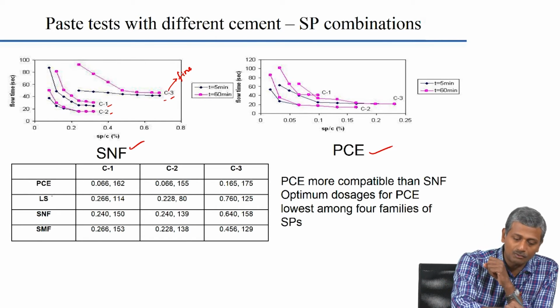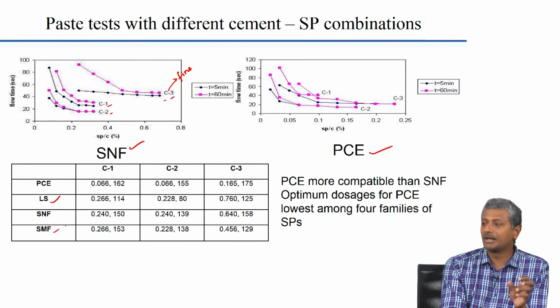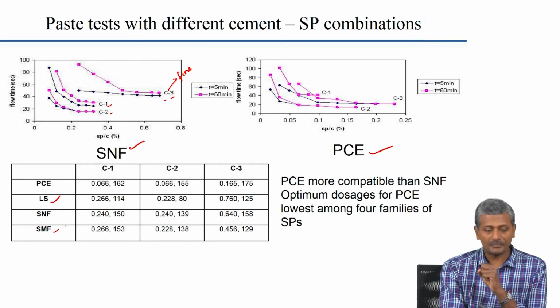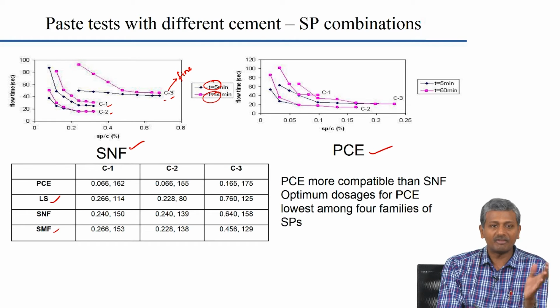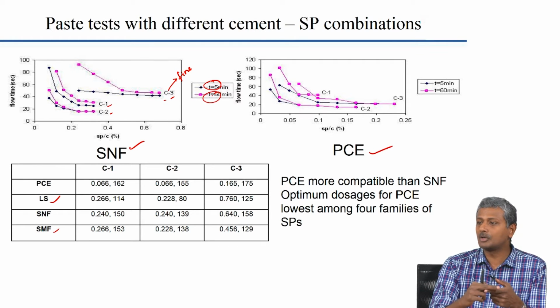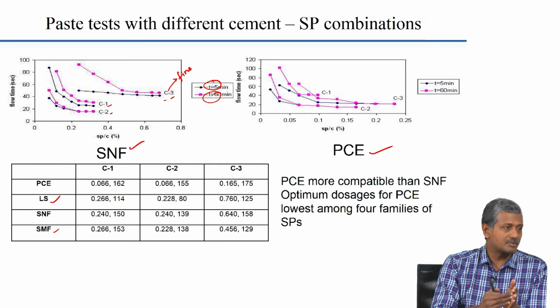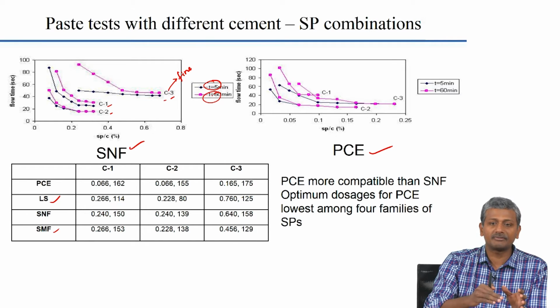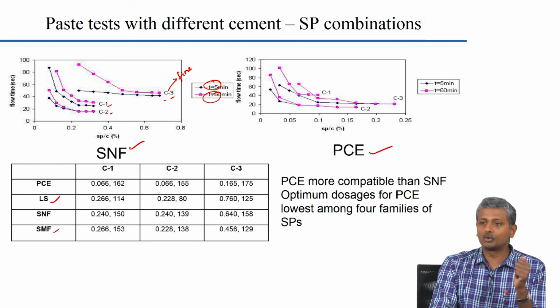Of course, we have done the study for lignosulfonate and sulfonated melamine formaldehyde also, but I am presenting the flow curves only for SNF and PCE. What is happening here is you have the t equal to 5 minute curve and the t equal to 60 minute curve. 5 minutes means 5 minutes after the cement and water come into contact, that means right after mixing. For 60 minutes, you wait for 60 minutes, keeping the material in the mixer itself. After 60 minutes you give it a spin, take the material out and determine the Marsh cone flow time.